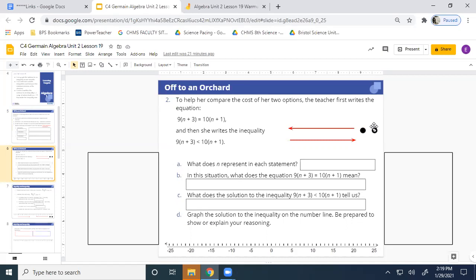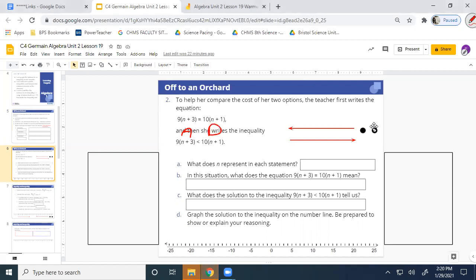If we're looking at this inequality and the information that we had, which one of the orchards does the left half represent? That's the total price for orchard what? A. Very good. I know, it was a little bit confusing. I'm sorry about that. Then the right side must represent orchard B.